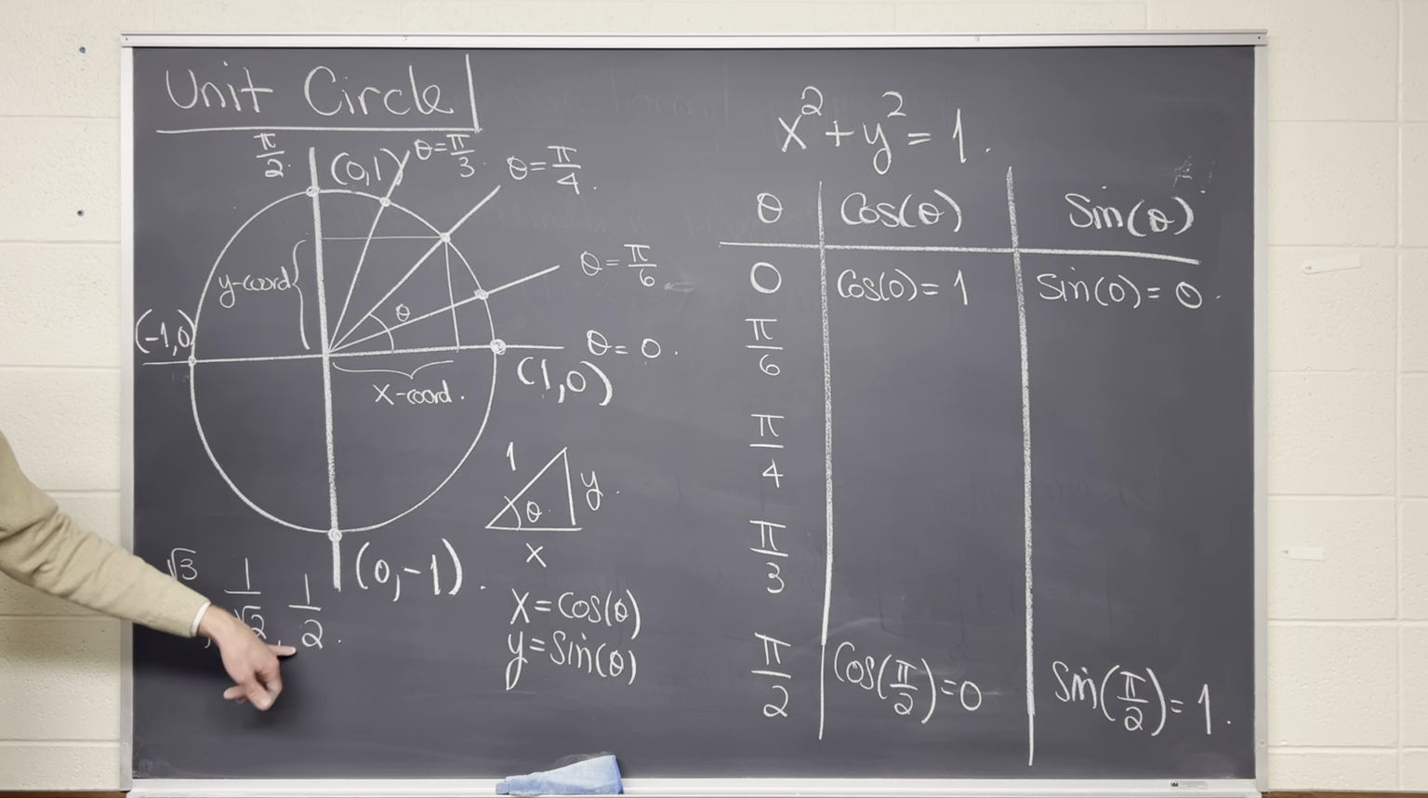Okay? So the square root of 3 over 2, 1 over the square root of 2, and 1/2. The biggest thing that you need to understand in all of this is that the square root of 3 over 2 is bigger than 1/2. Okay? You need to understand that. The square root of 3 over 2 is bigger than 1/2. So that's the biggest thing to remember. That's a bigger number than 1/2. Why is that important?